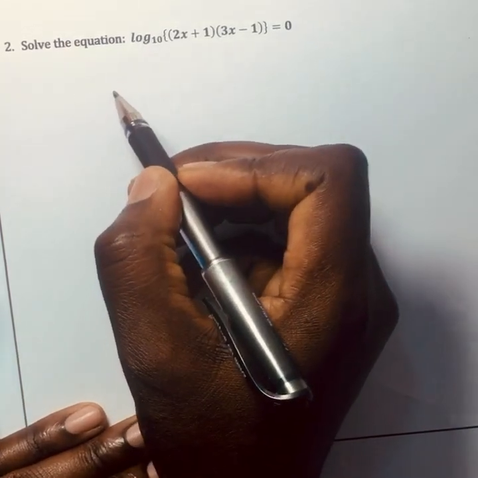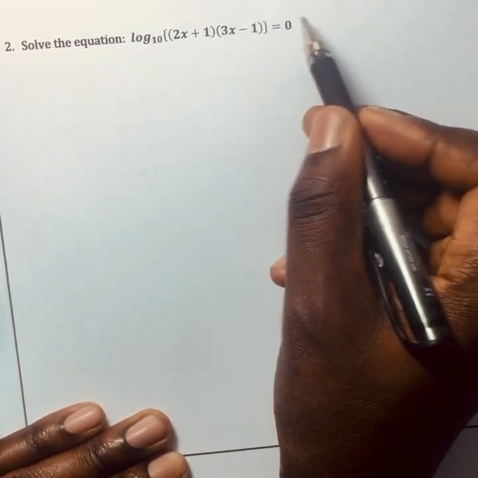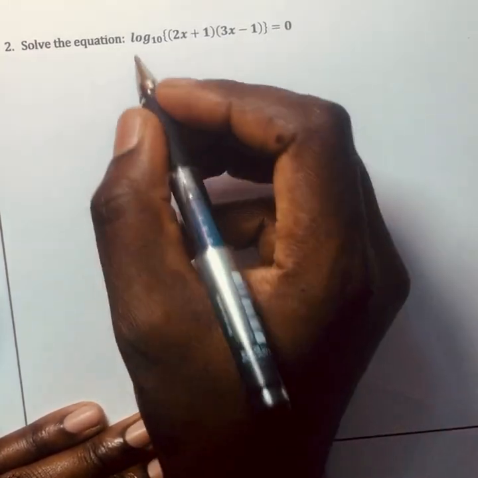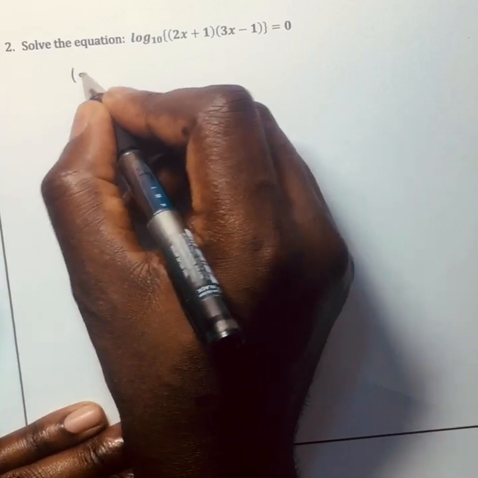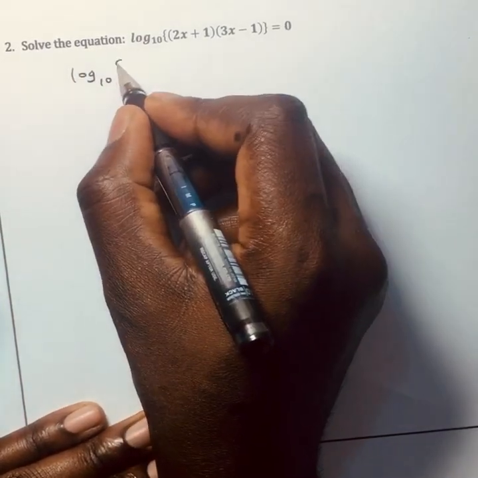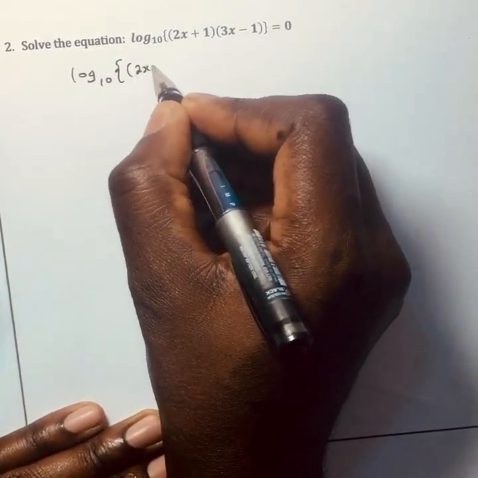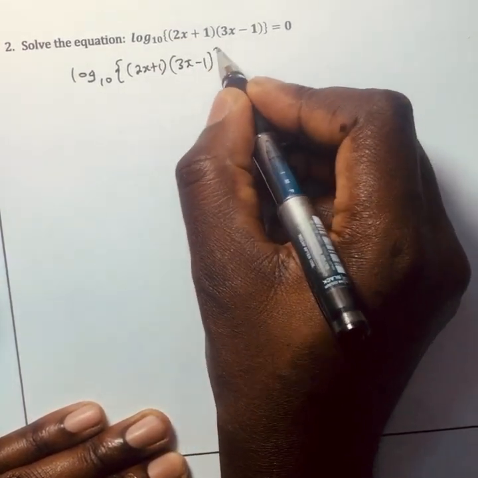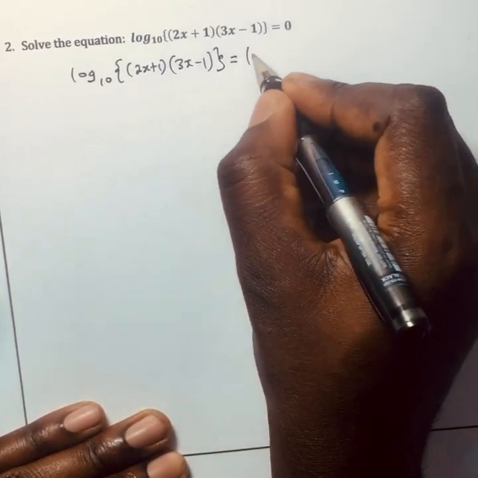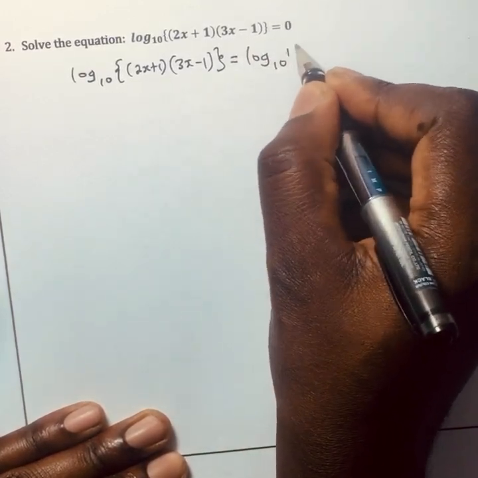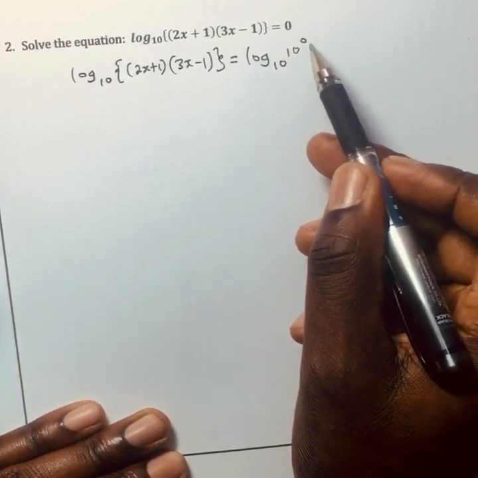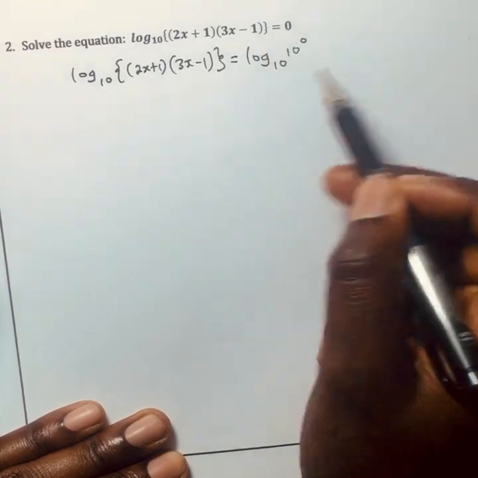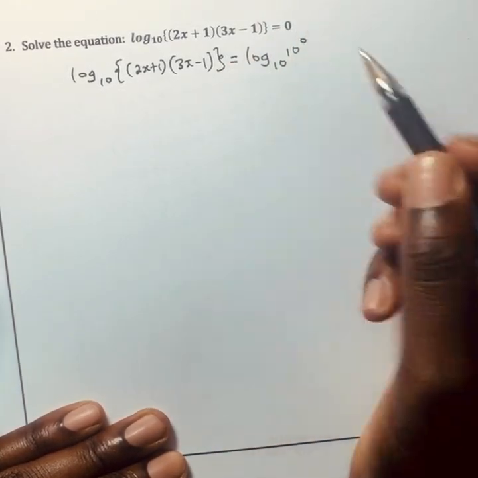So here you're just going to write 0 as a log to base 10. So you can write this as log to base 10 of (2x plus 1)(3x minus 1) is equal to log to base 10 of 10 to power 0. So from the third law, if you pre-multiply by 0, you're going to get a 0. So that log there is the same as 0.